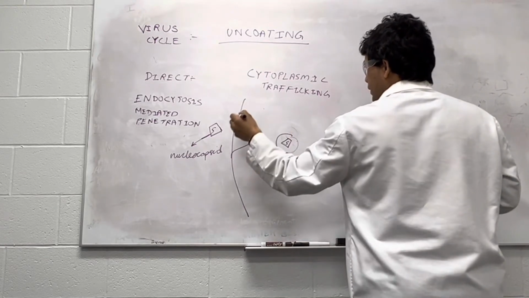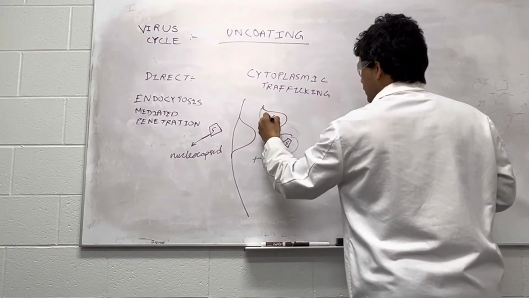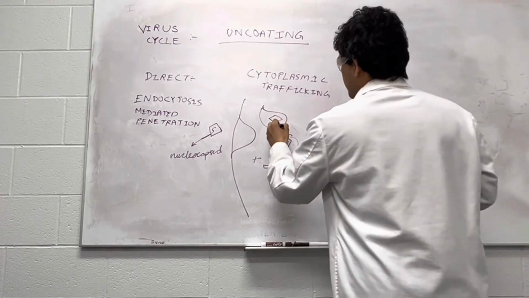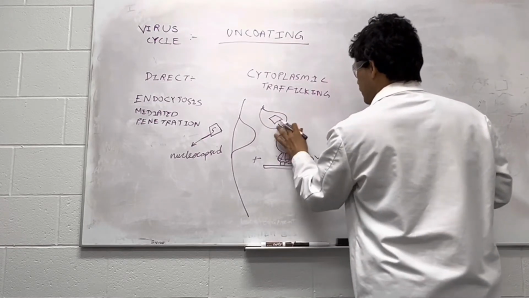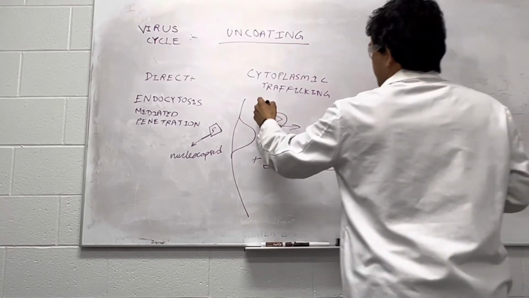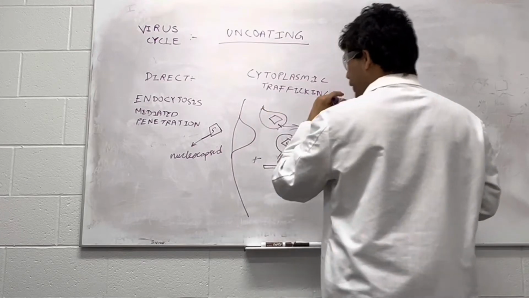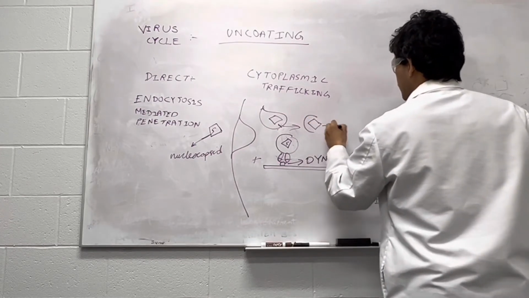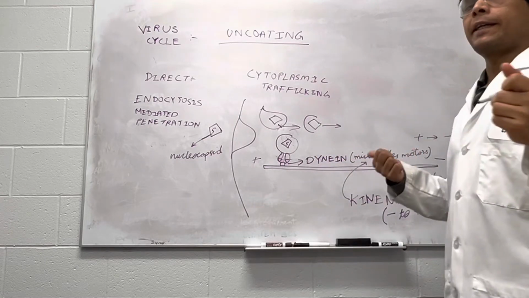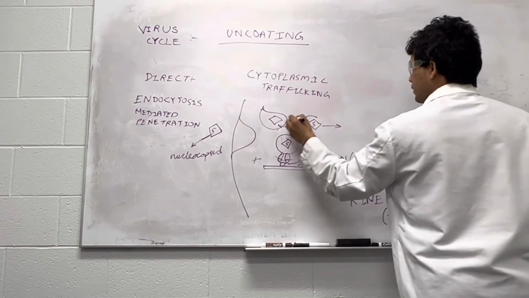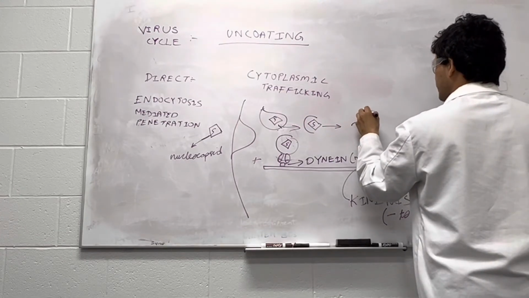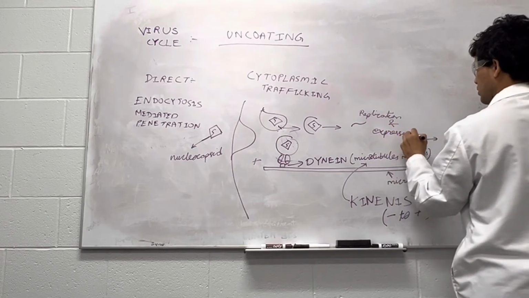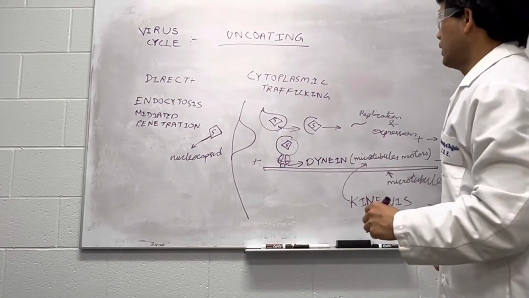There are some nucleocapsids that have a component within them that can lyse the coating, or the vesicle made by the plasma membrane, and then come out into the cytoplasm for replication and expression. So this is what I wanted to tell you about cytoplasmic trafficking.